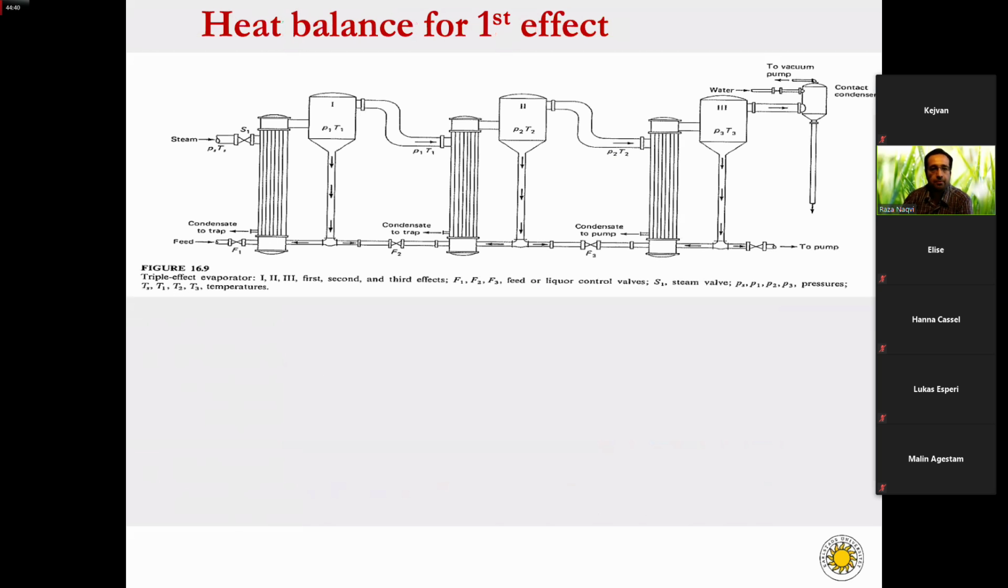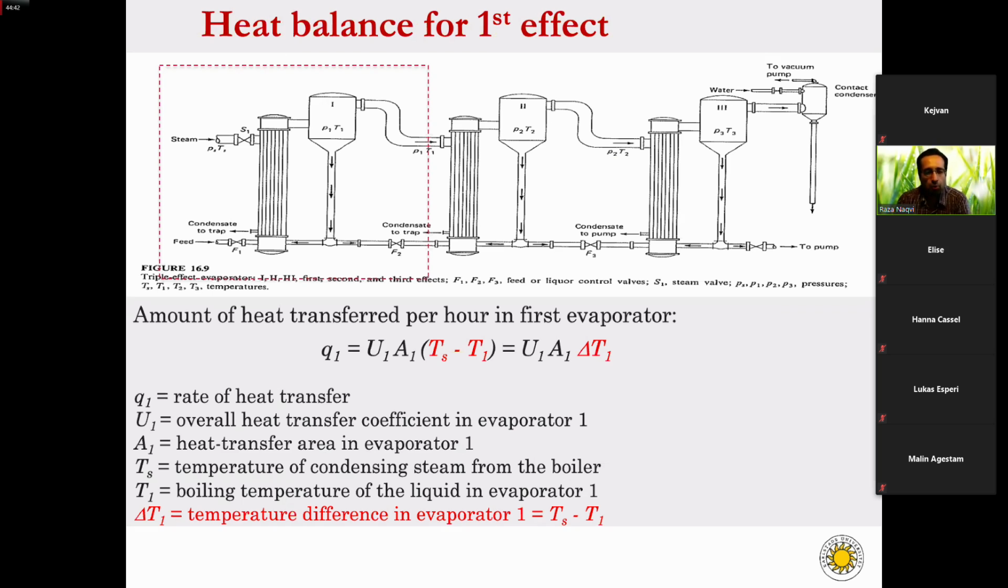pressures as well, right? So now how can we calculate the amount of heat transferred per hour? If you remember, you might have learned a very important heat transfer equation for heat exchangers, and how we can calculate the rate of heat transfer. It is equal to UA delta T, where U is the overall heat transfer coefficient, A is the heat transfer area, and delta T is the temperature difference between the heating medium and the temperature of the solution or of the liquid. So if we take the energy balance for the first effect, we call it Q1.